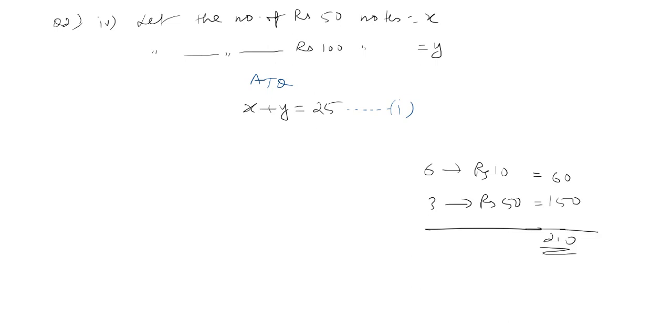Same thing I'll do here. So if there are 50 notes of X, that means the total money for 50 rupees is 50 into X, and for 100 it is 100 into Y, and the total money is 2000 rupees. It's written in the question. So that gives you a second equation.